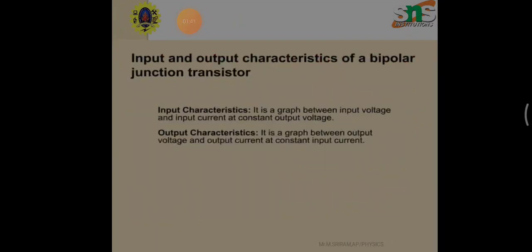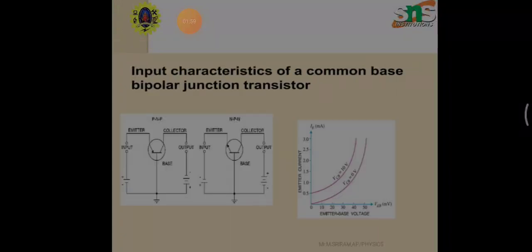Now the input and output characteristics of a bipolar junction transistor. The input characteristics is the graph between input voltage and input current at constant output voltage. The output characteristics is a graph between output voltage and output current at constant input current. And this is the input characteristics of a common base bipolar junction transistor.